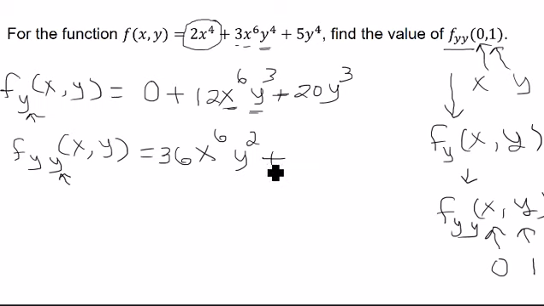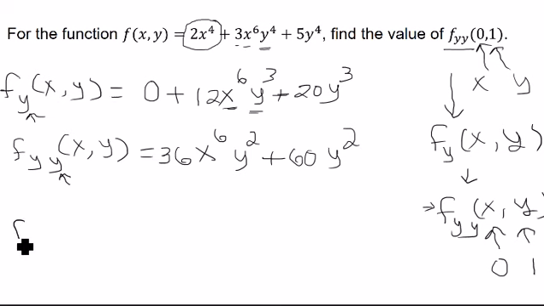And then the second term is a 20y cubed. Now this, because it contains y, we're going to have to differentiate it using the power rule. So it's going to be 20 times 3, which is a 60, and then y to the power 2. Okay, so we've gotten this far in our steps. So now we're going to have to replace x and y by their respective values given in the question.